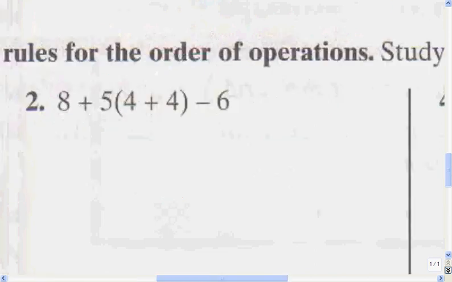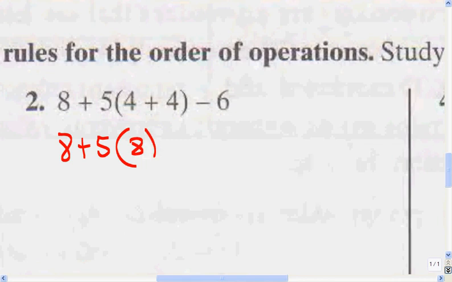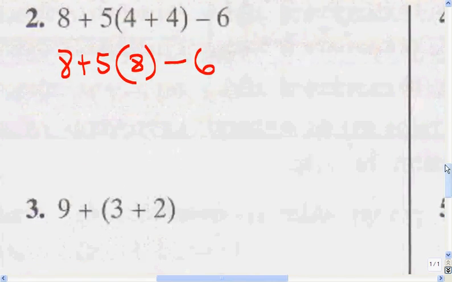Okay, let's try this problem. We have to do what's inside the parentheses first, PMDAS, remember that. So we're going to rewrite the 8 plus 5, parentheses, 4 plus 4 is 8. Close the parentheses, minus 6. Then after parentheses is multiplication, so we're going to do 8 plus 5 times 8.